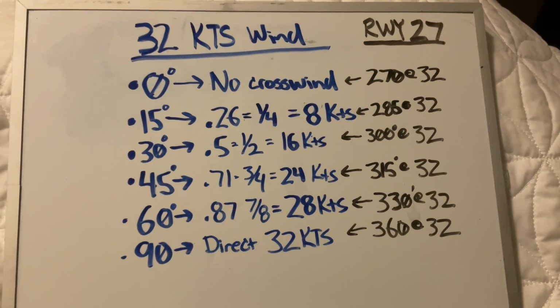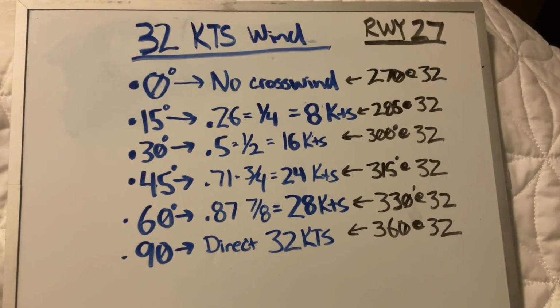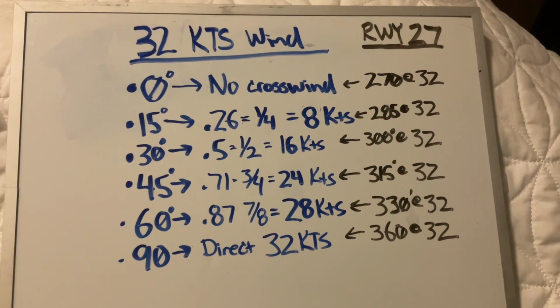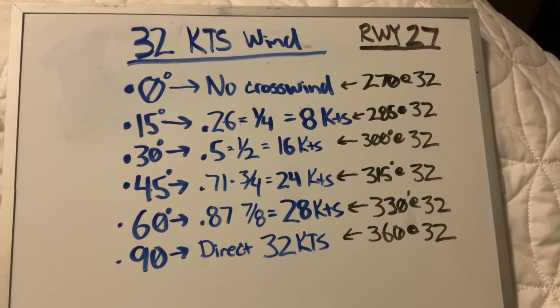If the winds were 330 at 32, which is 60 degrees off, we'll call that 0.87. We'll just call that 7/8. And 7/8 of 32 is 28 knots.